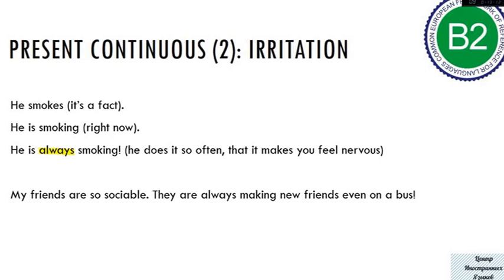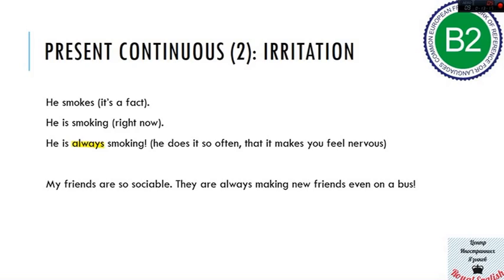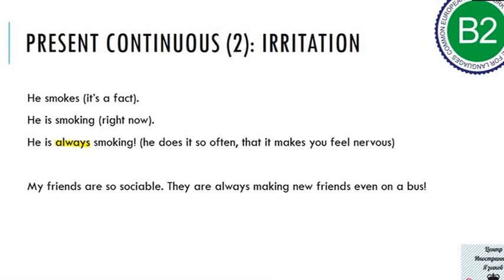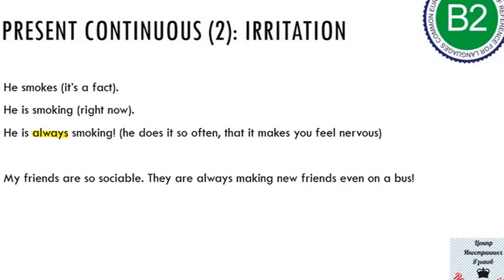Probably you may have a friend or an acquaintance who is always getting lost. He is getting lost too often, or who is always being late. He's doing this too often. In these cases, just take present continuous, add always or constantly, and intonation. Use intonation here to show your emotions.